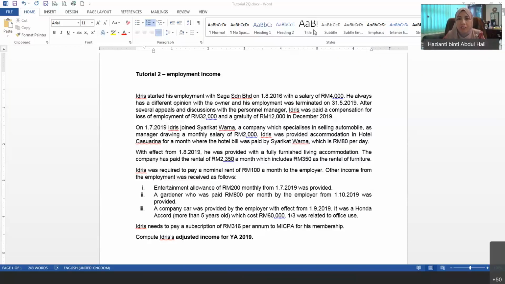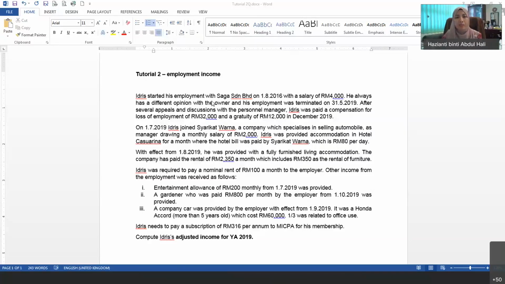Alright, so for this question, if you look at the question, what we have here is Mr. Idris here, he has two employments, Saga Sendirian Berhad and also Syarikat Warna. Alright, so what we have done so far, one employee, one employer. So we have one template for the calculation, but here he has two employers. So he started his employment. I will go through the question with you. Later we look at the solutions.